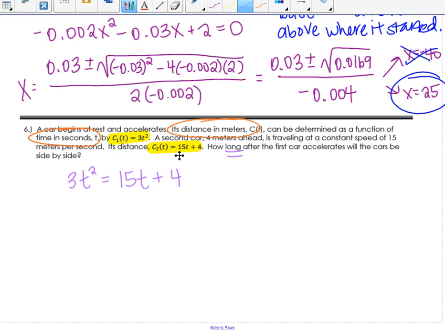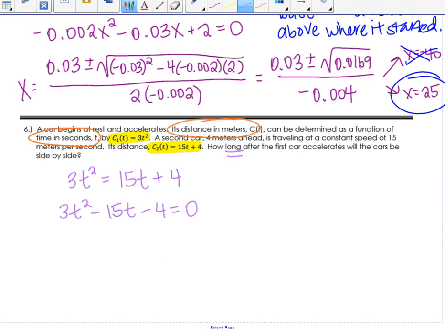Okay. So if we bring everything to one side, we have 3t squared minus 15t minus 4 equals 0. I think this is factorable. We have 3t and t. We need 16. Is it factorable? Just kidding. It's not. All right, it's not factorable. Whatever, I'm not going to waste time. I'm going to do the quadratic formula.